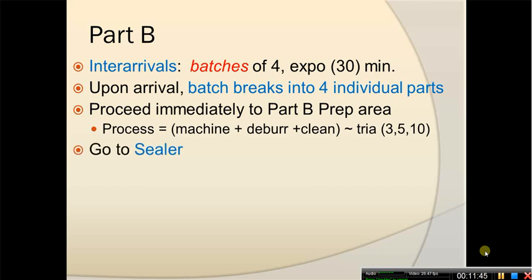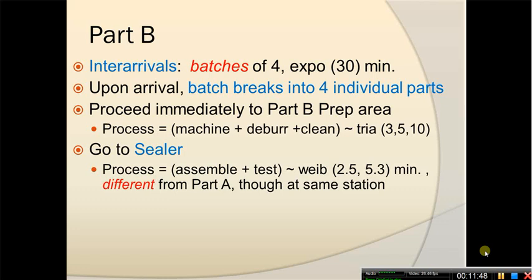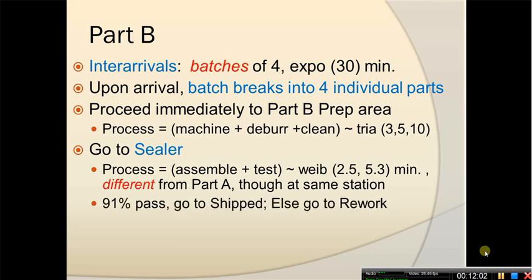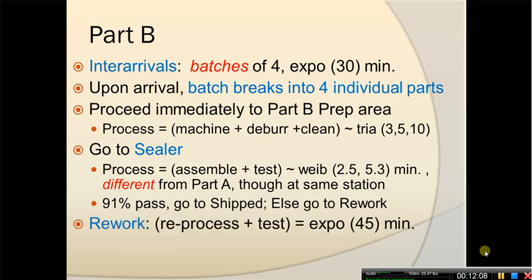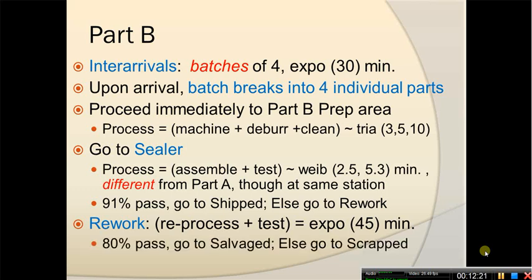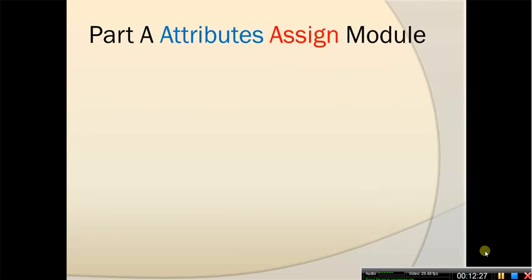And then the parts go to the sealer, and that's another process where we have an assembly and a test, and that process takes between 2.5 and 5.3 minutes, and it's different from part A. Also, it's the same station. And then again, inspection the same way, 91% pass, go to shipped, else go to rework. And then in terms of rework, we have the reprocessing and test, and that takes exponential 45 minutes. And then again, another inspection, like we said, 80% will pass, go to salvage, other parts go to scrap.